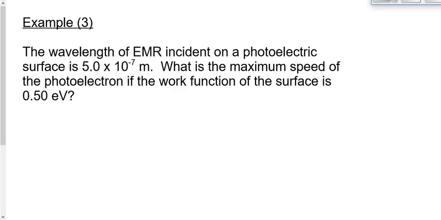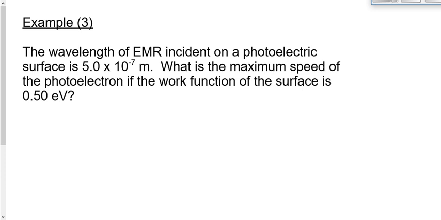Example 3 says, the wavelength of EMR incident on a photoelectric surface is 5 times 10 to the minus 7 meters. Now, that's not threshold wavelength. Don't get that mixed up. We're not saying that this is the minimum or maximum wavelength of EMR. This is just the wavelength of EMR.